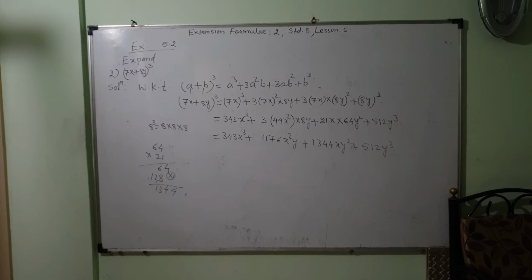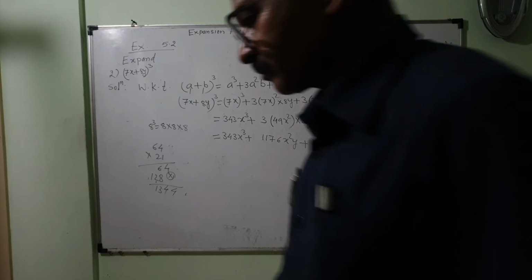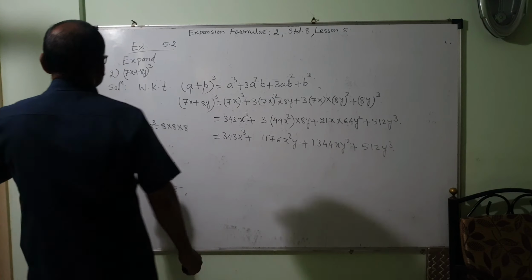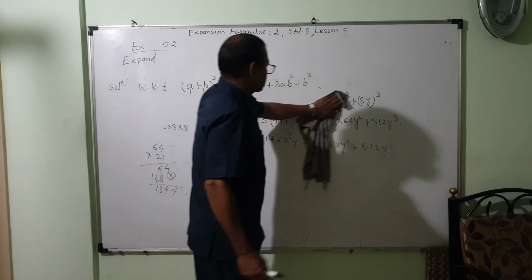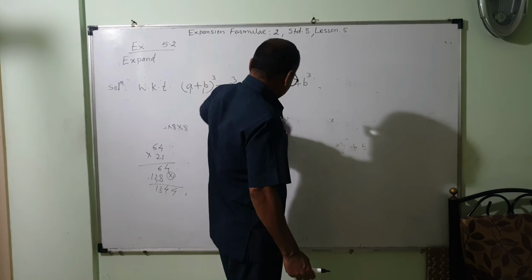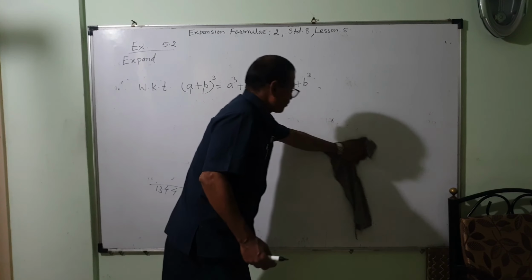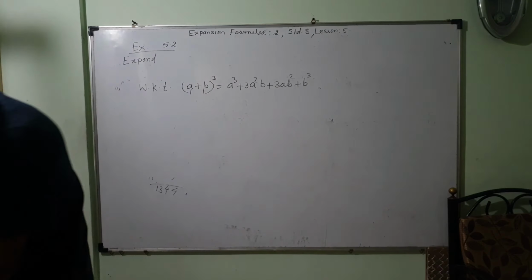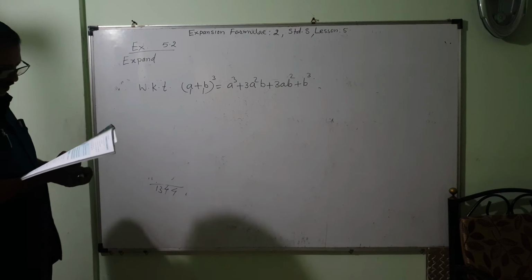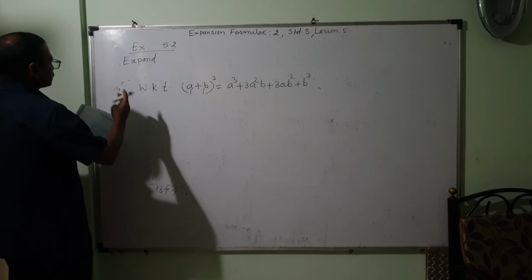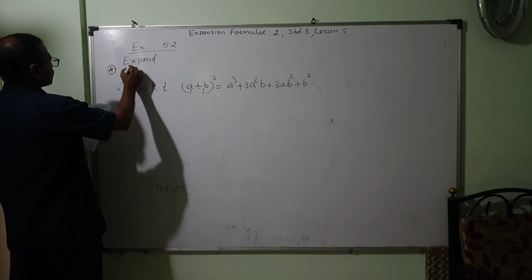So now we will go for the next sum. I am rubbing this. The third sum is also same. The fourth one I will do. Fourth one is 52 cube.